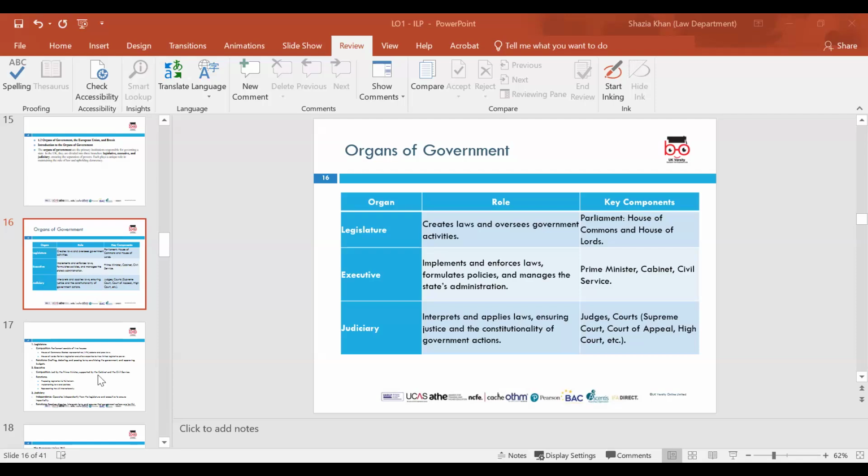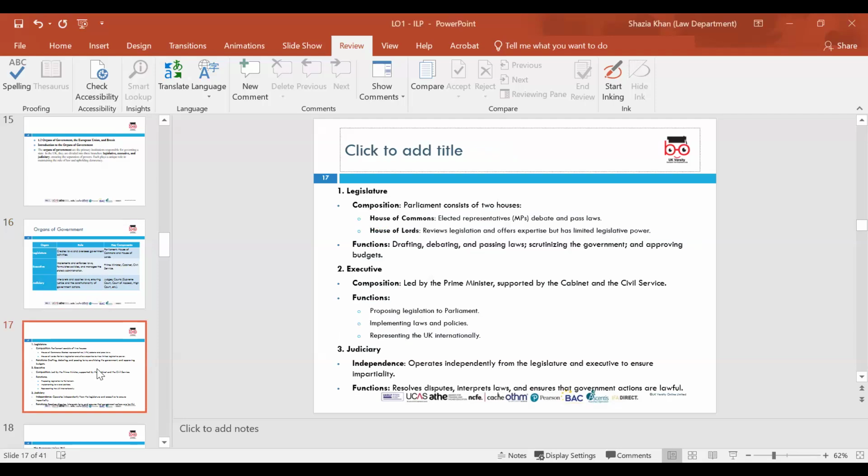So the legislature, next slide. The legislature is Parliament. It consists of two bodies, which is the House of Commons and the House of Lords. And their function is drafting, debating, and passing law.